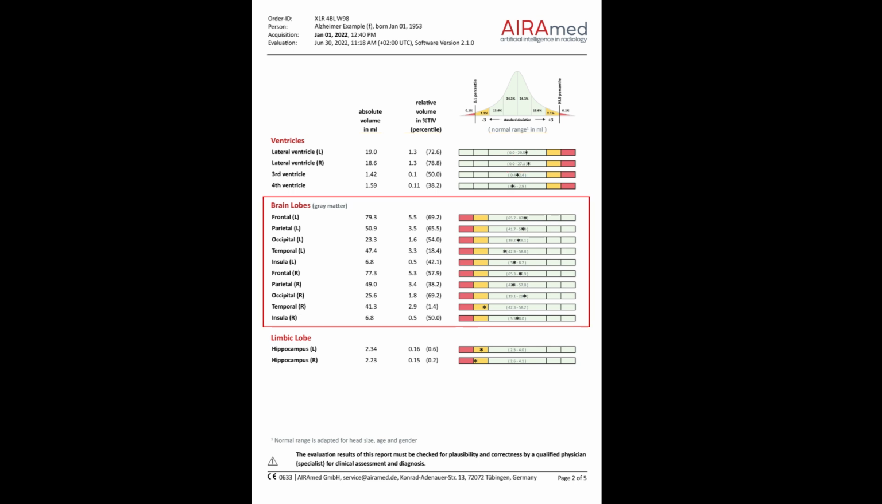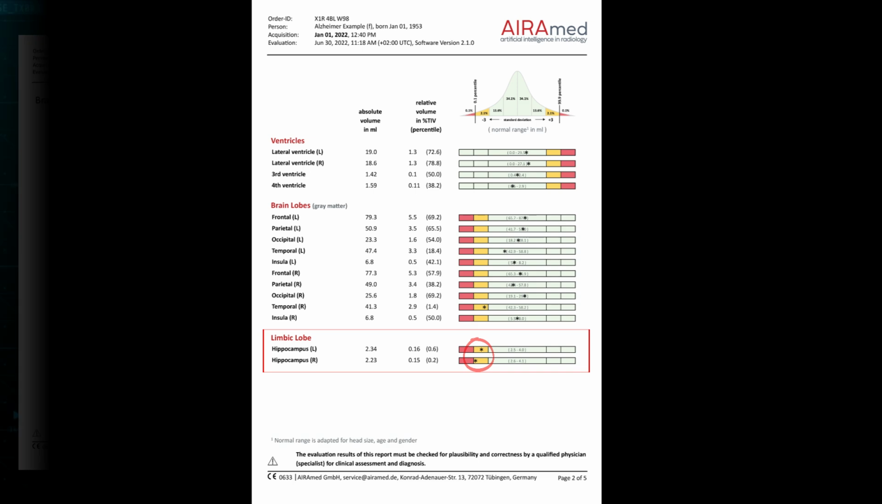Looking at the individual lobes, it is, however, striking that the right temporal lobe, more specifically the gray matter of the right temporal lobe, clearly deviates from the other areas. It appears in the lower color-coded area that is not anymore within the normal range. The hippocampus, which is considered separately from the rest of the temporal lobe, already is conspicuous. It appears in the pathological range bilaterally.